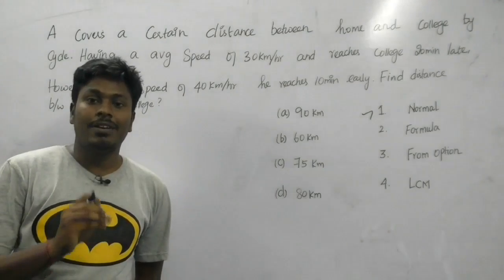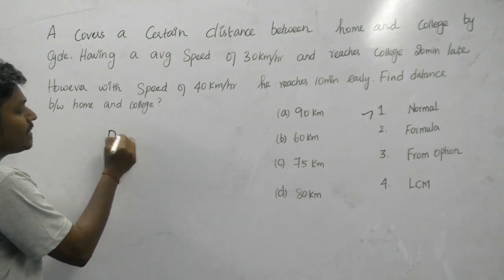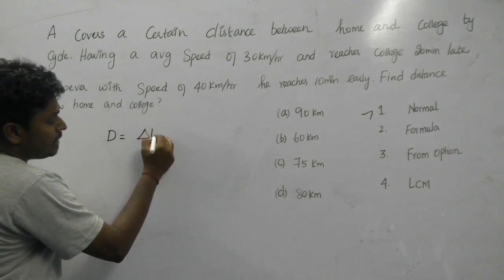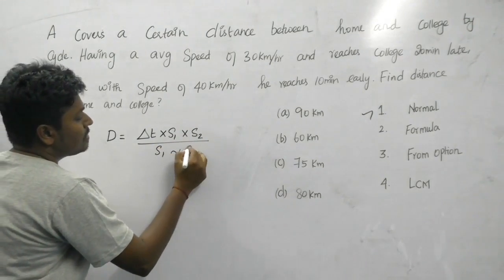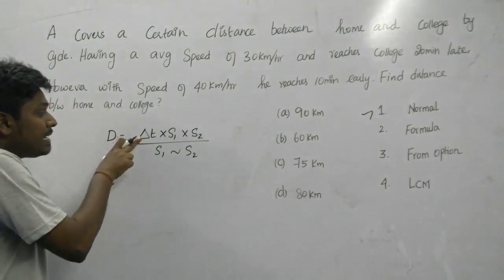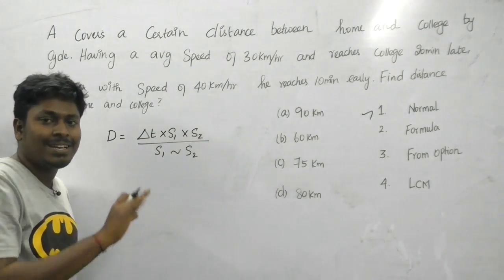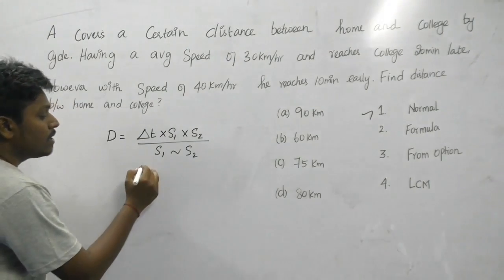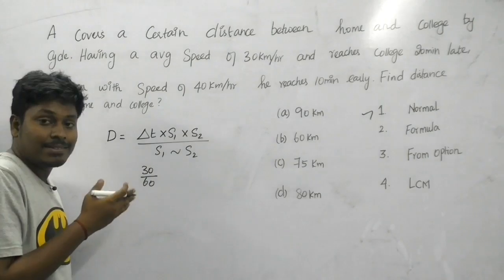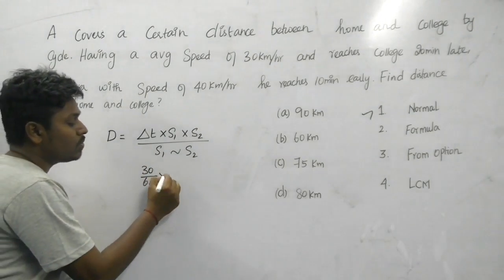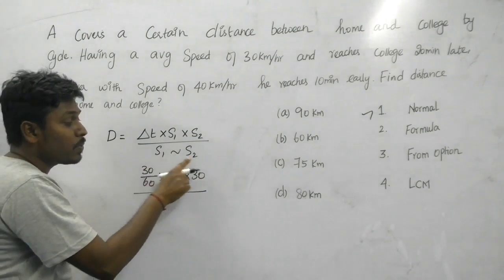Okay friends, we can go for the second method, which is the formula method, right? The formula to calculate the distance is del t into s1 into s2 divided by s1 minus s2. Del t is the difference between the two times. What is the difference between the two times? In the previous case we found that the difference between both timings is 30 minutes. So 30 divided by 60. Why? Because I want to cancel the hours, so I am converting minutes into hours. Into speed 1, which is 40, and speed 2, which is 30, right? Divided by s1 minus s2.